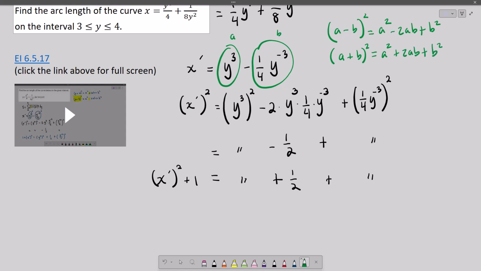so that's where we're at now. So we started with a minus b, we squared it and got that, then we added 1 and got that, so this whole thing is going to equal a plus b squared. So a is y cubed plus b, which is 1/4 y to the negative 3, quantity squared. And then the integral is going to be really, really manageable.